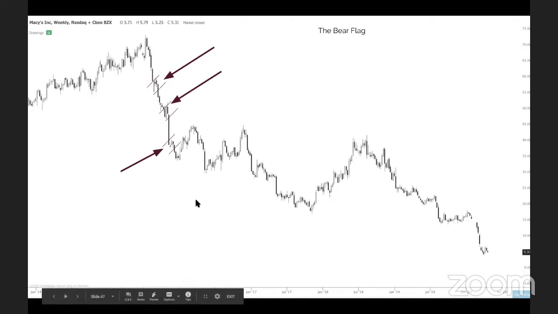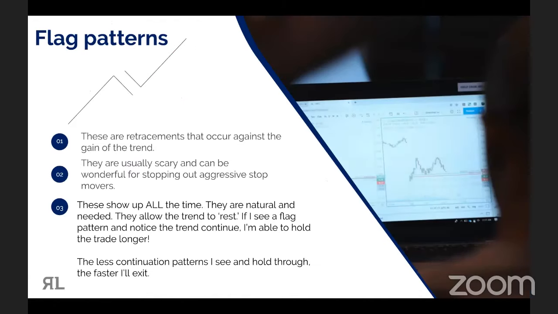Do you guys see how you have a specific drop and then a little bit of a counter trend move for a few days and then it continues? Here's my thoughts on flag patterns. These are retracements that go against the grain of the trend. They're usually scary and can be wonderful for stopping out aggressive stop movers.